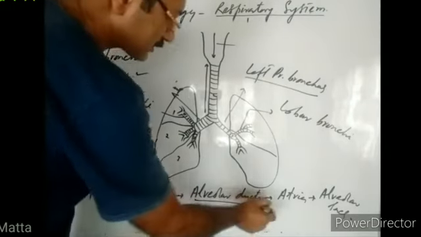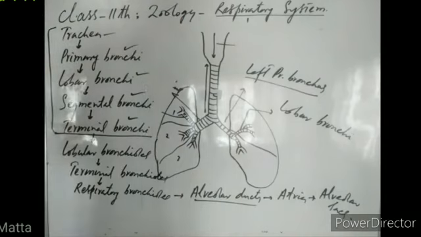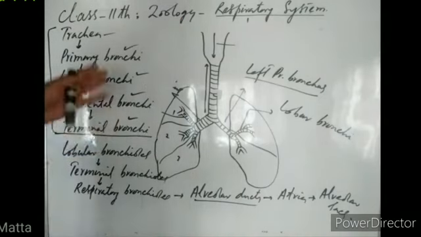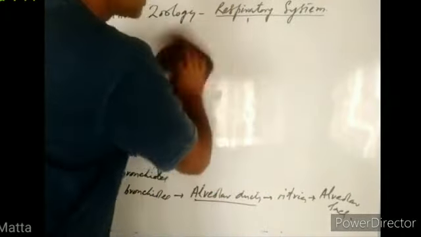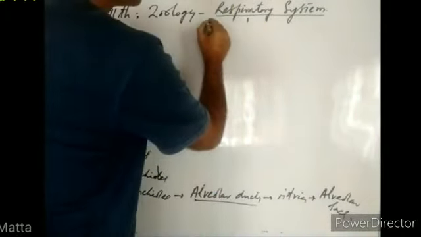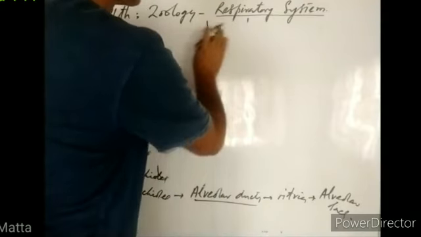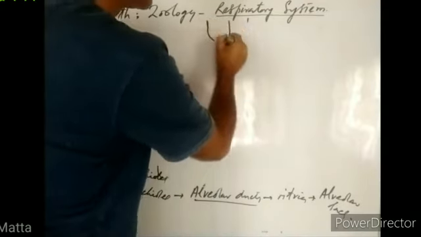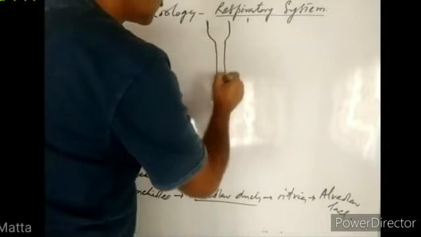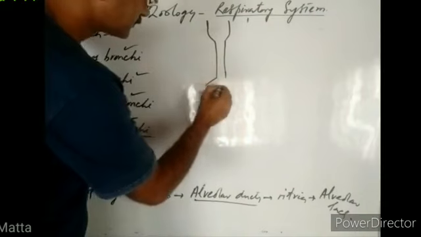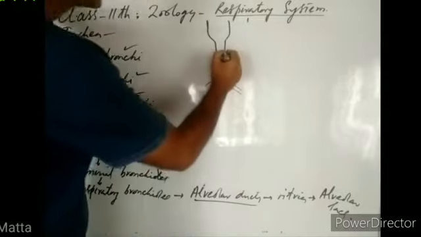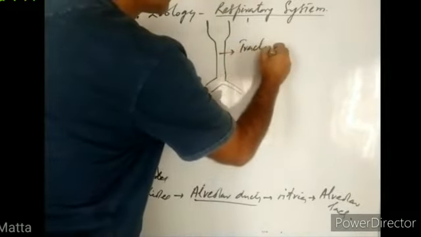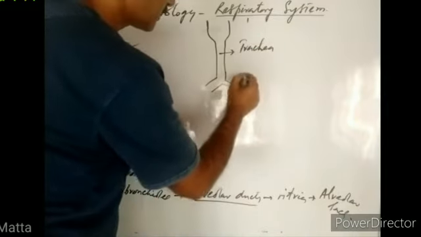Then there are alveolar ducts, and they then divide into alveolar sacs. Now I will show you this respiratory tract and its division into these branches in this diagram separately. So this is the trachea. It divides into primary bronchi.